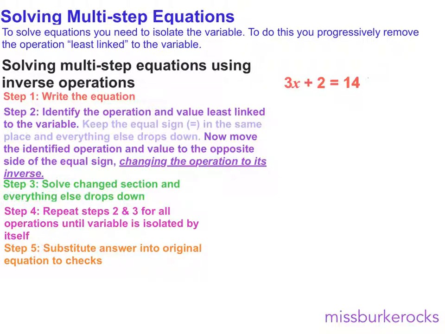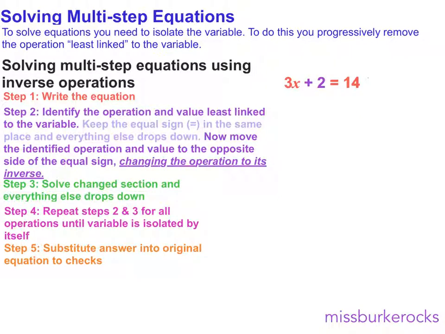Our second step is identifying the operation and value least linked to our variable. So in this case it's the plus 2, because if we were solving it and we knew what x was, we'd do 3 times x, then we'd add the 2. So our plus 2 is least linked to the x.